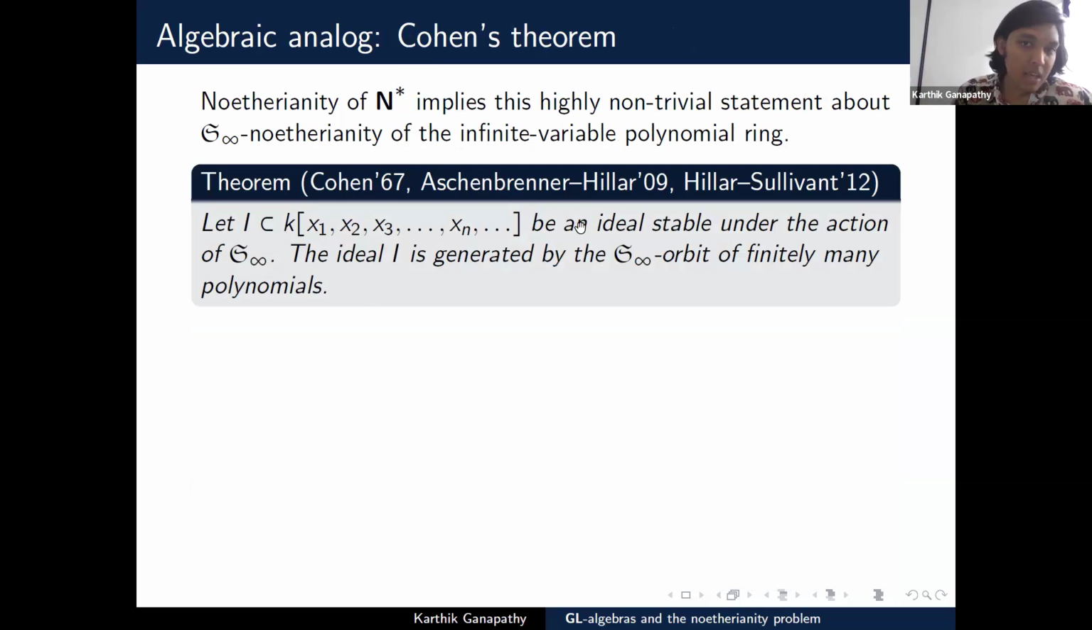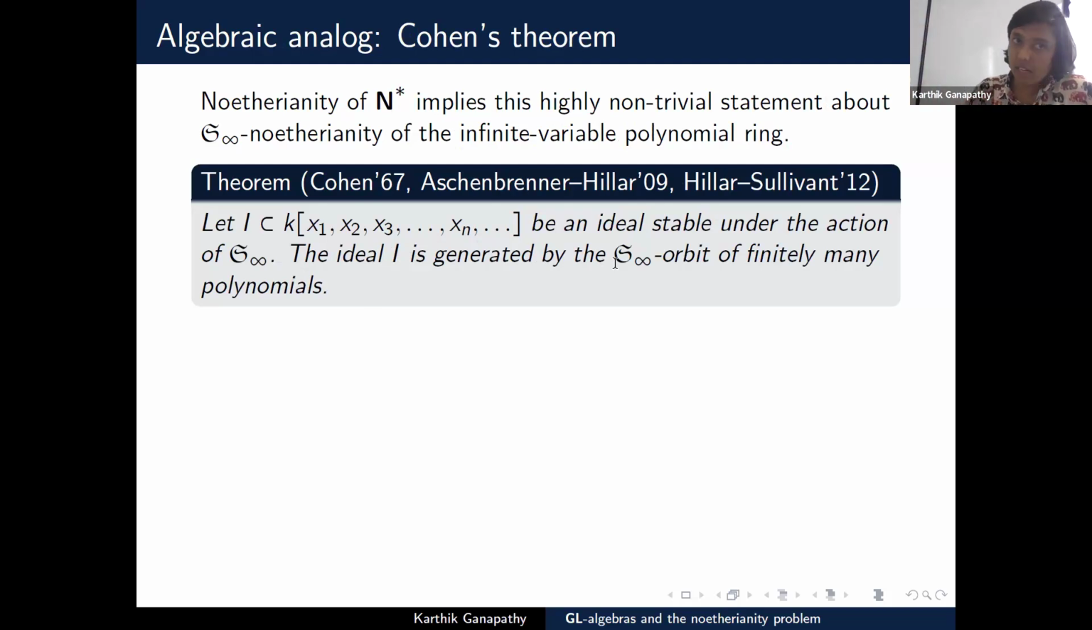So I'll state what the result is. Let I be any ideal in the infinite variable polynomial ring stable under the action of the infinite symmetric group, where the infinite symmetric group acts on x by sending x sub i to x sigma of i and extending it linearly, making it a ring homomorphism. Then the theorem is that the ideal I is generated by finitely many polynomials in I and their infinite symmetric group orbit. Okay, and that's what I mean when I say the infinite variable polynomial ring is S infinity Noetherian.